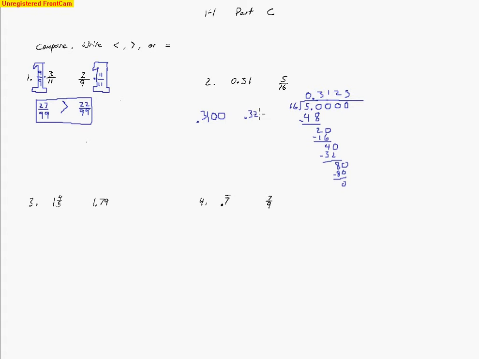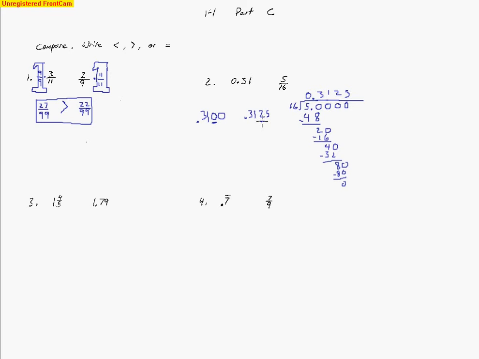And so when I look at them, I'm going to go ahead and get this number written correctly here. It should be 3125. And I'm now going to compare place values. So I'm looking at the tenths place, 3 and 3. They're the same number. Looking at the hundredths place, 1 and 1. They're the same number. Now I move to the thousandths place, and I see this one has a 0, this one has a 2.